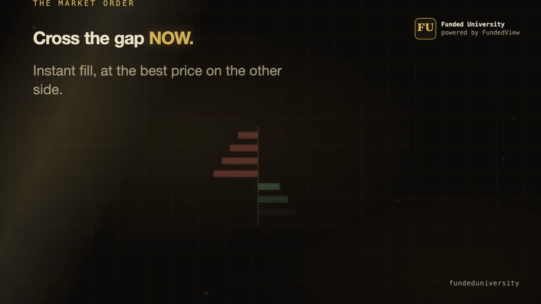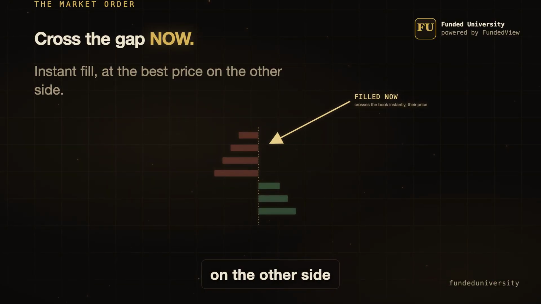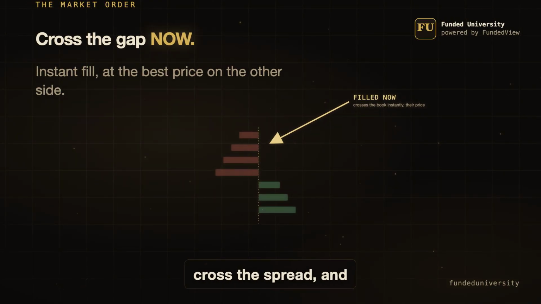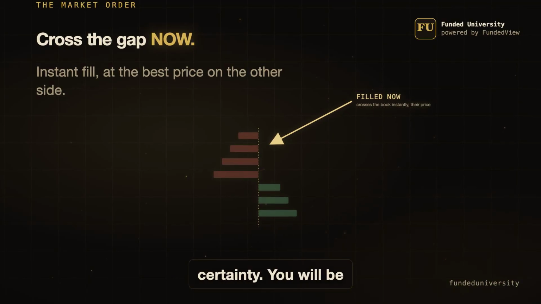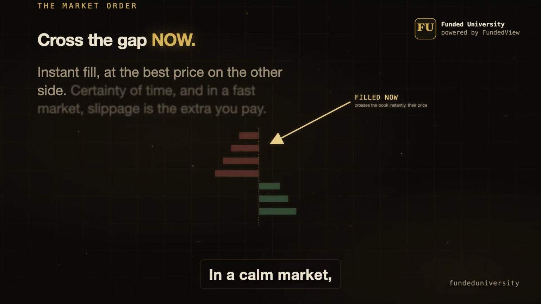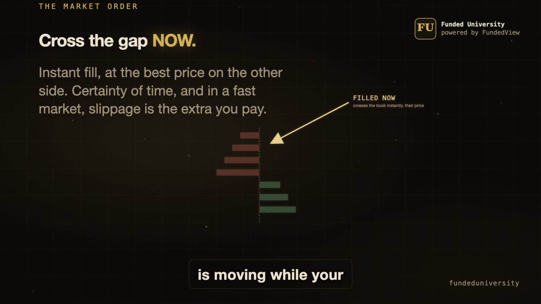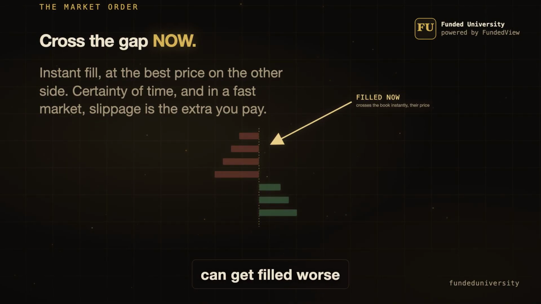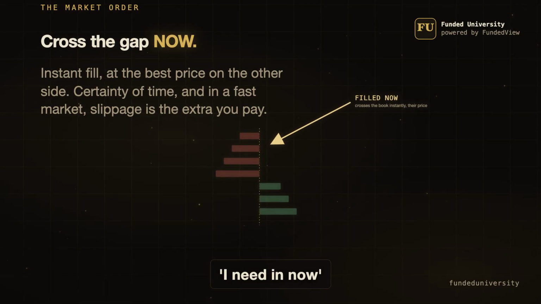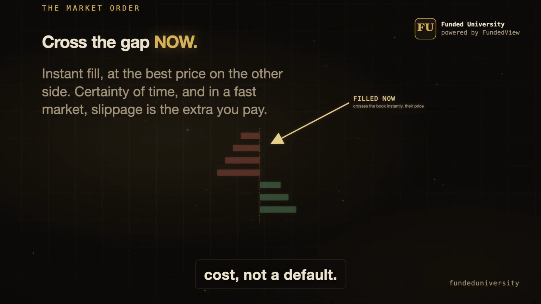The market order first. You click it, and your order charges across the gap and takes the best price sitting on the other side, instantly. You buy at the ask, you sell at the bid, you cross the spread, and you're in. What you get is certainty. You will be filled right now. What you give up is the price. In a calm market, that cost is tiny. But in a fast market, the other side is moving while your order travels. And you can get filled worse than you expected. That's slippage. Market orders are the "I need in now" tool. Sometimes that's exactly right. But it's a cost, not a default.